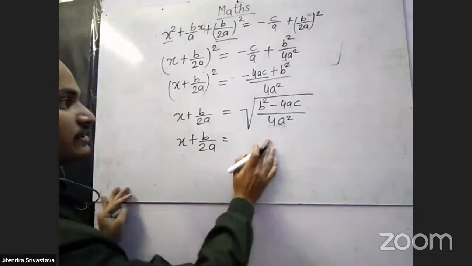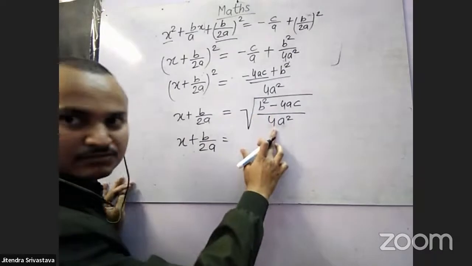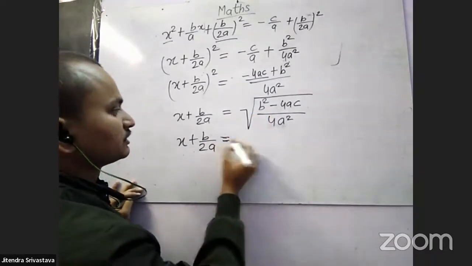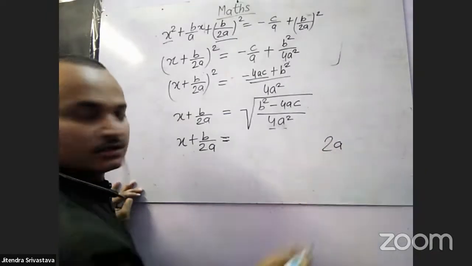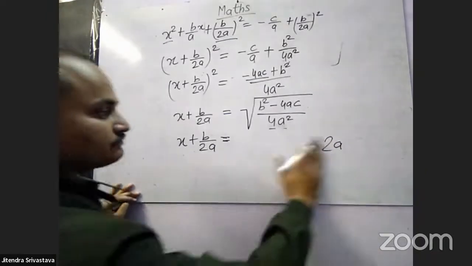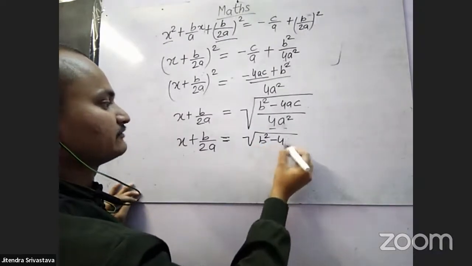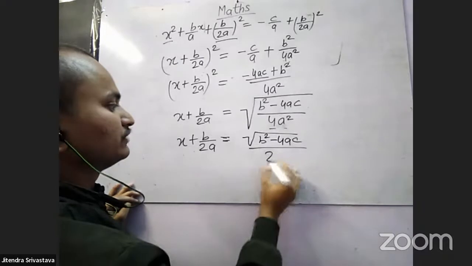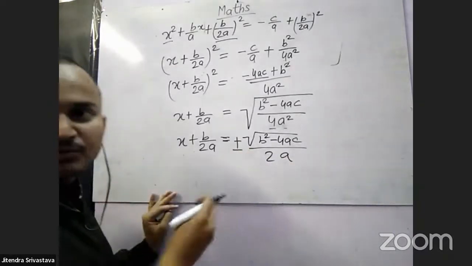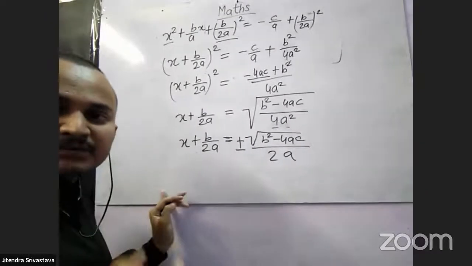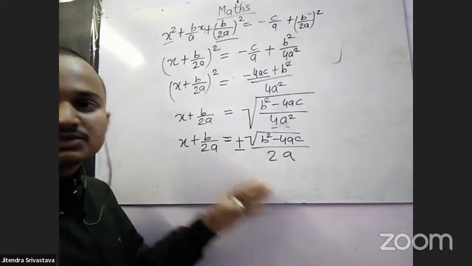Now what we can see here is that we cannot take the square root of this, but we can find the square root of this number. The square root will be 2a. So we will write under root b square minus 4ac upon 2a. But we have to write plus and minus also here, because whenever we open any under root, it can be either a positive or a negative number. So we write both, plus minus 2a.